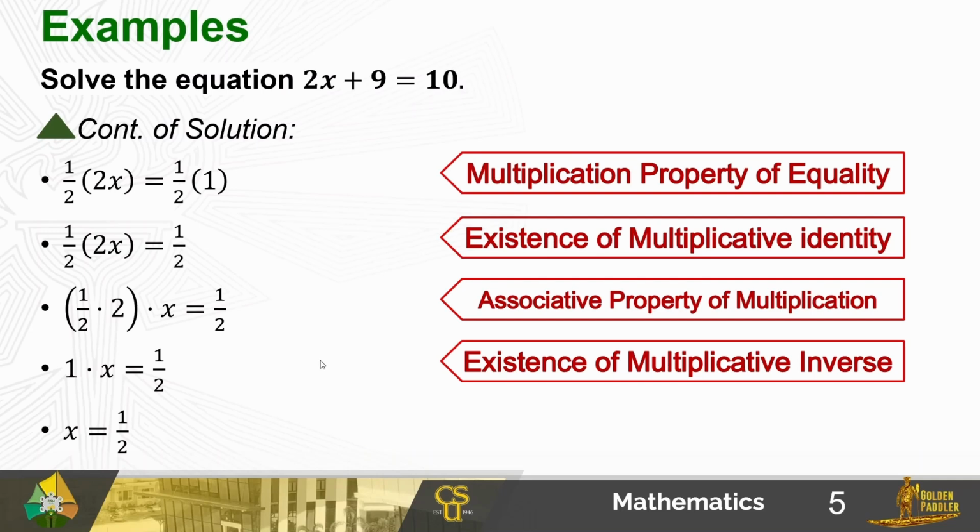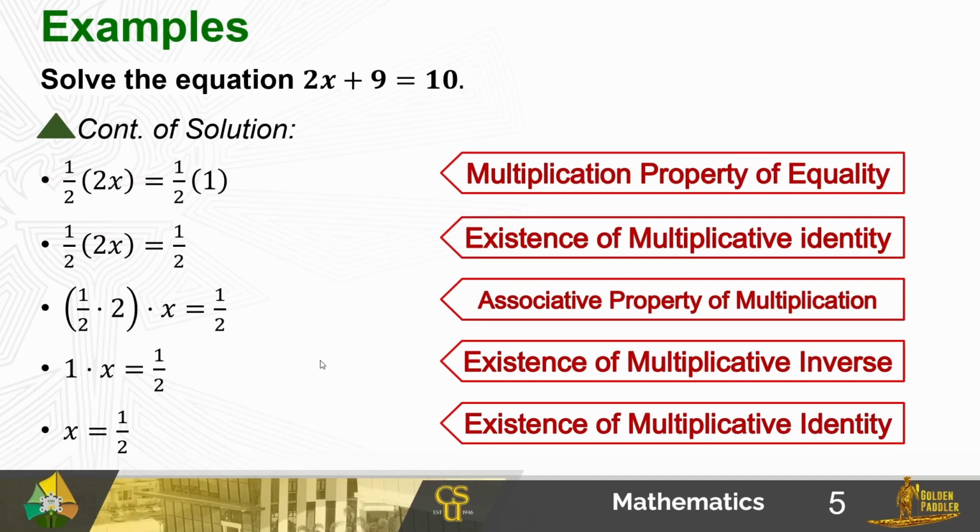Now, what field property or axiom of equality did we use so that we get x is equal to 1/2? Okay, so we use the existence of multiplicative identity. Take note that 1 is the multiplicative identity. So, from here, we were able to solve that 2x plus 9 equals 10. We get the answer x is equal to 1/2.